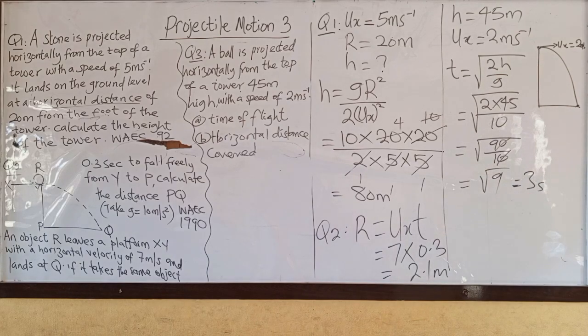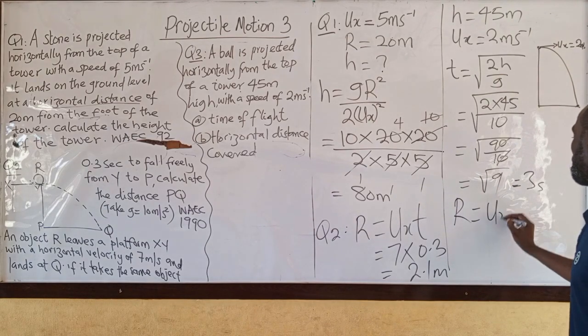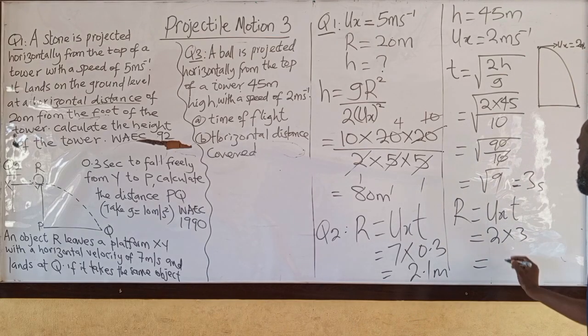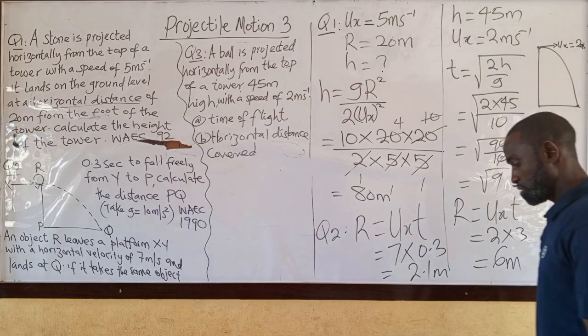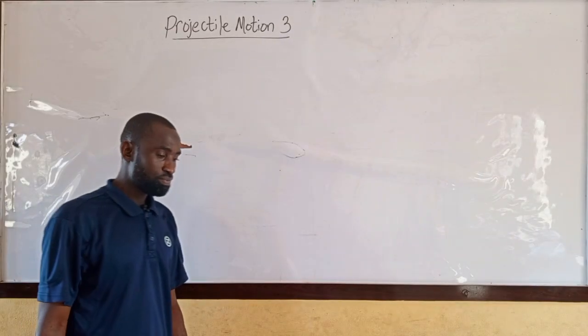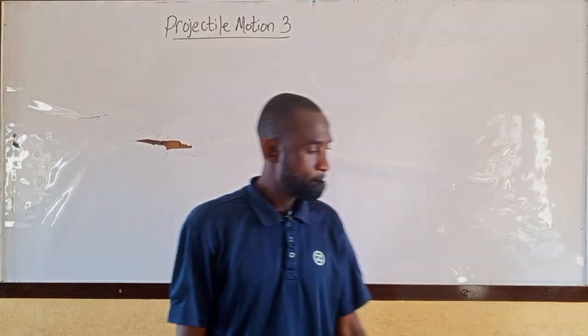So the next one is the horizontal distance covered. That is the range, which is equal to U of X times time of flight. U of X is 2, time of flight is 3. So this is equal to 6 meters. Alright, so let us take case 2.